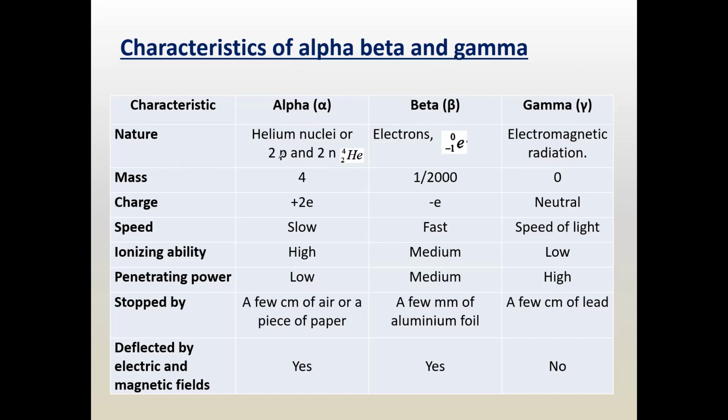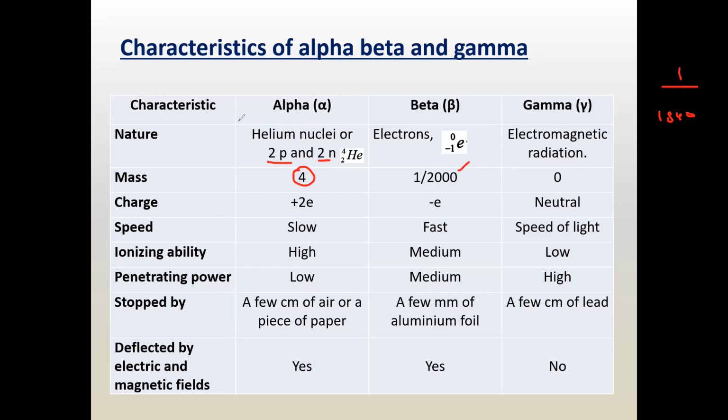When we compare the mass, because there are two protons and two neutrons, the total mass of alpha is equal to 4. The relative mass of an electron is 1 divided by 1840, or we can also say 1 divided by 2000. And gamma is energy, radiation. Radiation does not have any mass. That's why it is written 0 here.